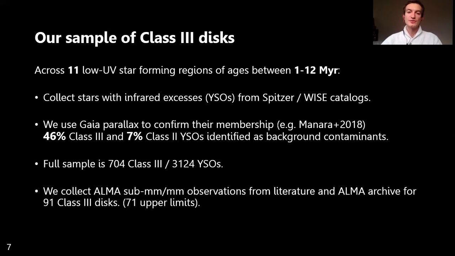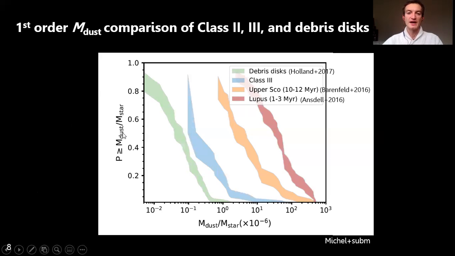We build our sample of class 3 disks across 11 low UV star-forming regions of ages between 1 and 12 million years. We collect stars with infrared excesses, and we use Gaia parallax to confirm their membership. Of this, we reach a full sample of 704 class 3s out of 3,124 YSOs, and we collect ALMA sub-millimeter or millimeter observations from the literature and the ALMA archive for 91 class 3 disks, of which we have 71 upper limits.